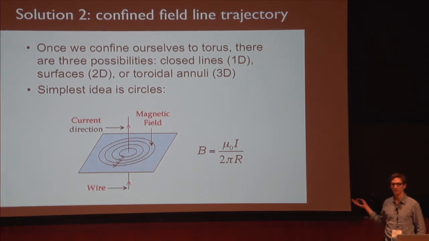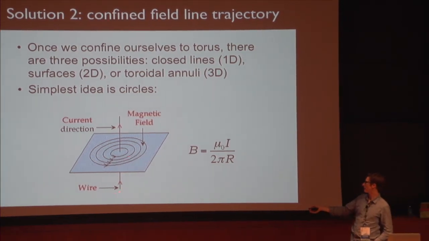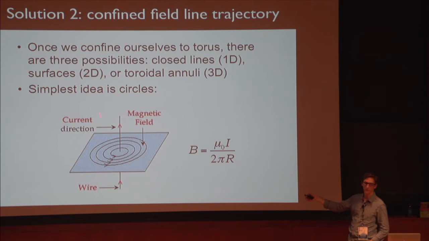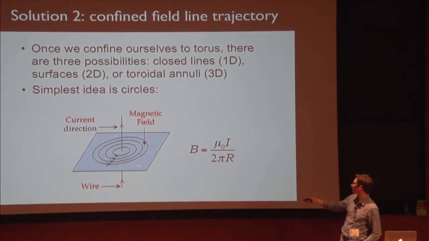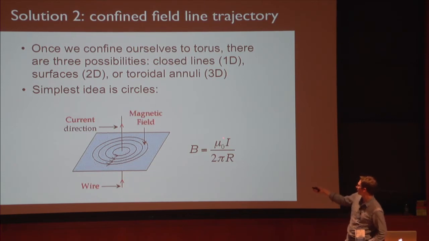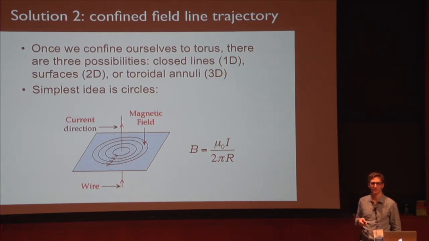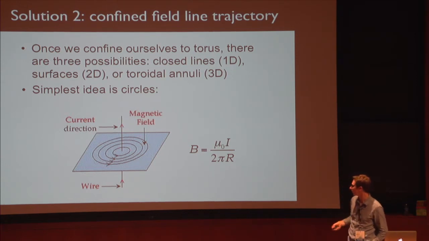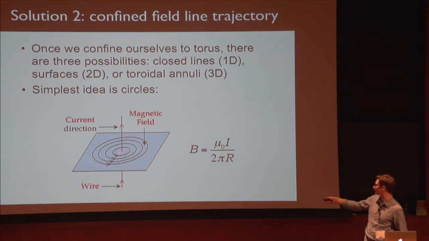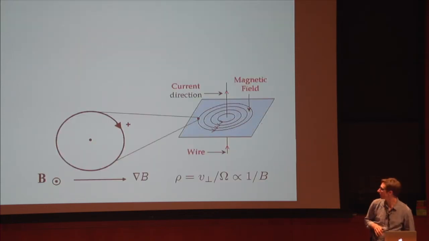All right, so what's the simplest possible idea? It's just to say, let's imagine we have a wire, I'm going to run a current through that wire, and when you do so, we know that the magnetic field, due to this current, is just going to be inversely proportional to the distance from that current. So here R is just the distance in this sheet. Right? So we have these concentric magnetic field lines where the magnetic field strength varies radially.